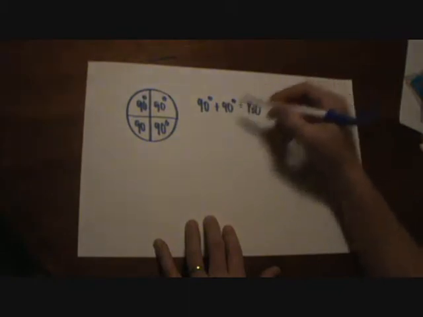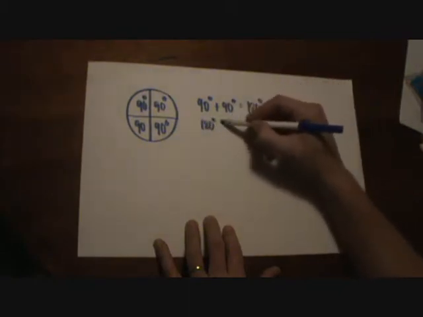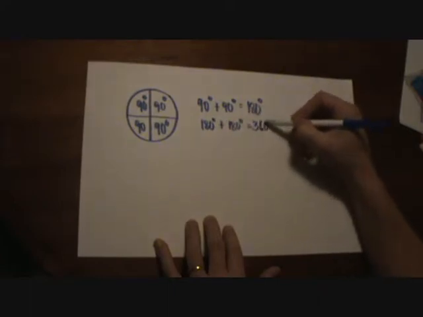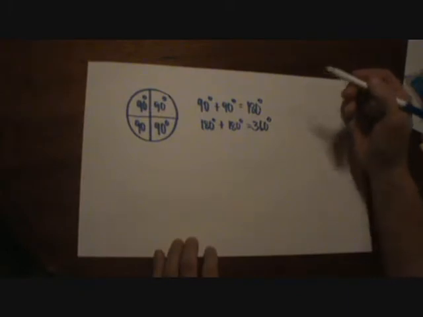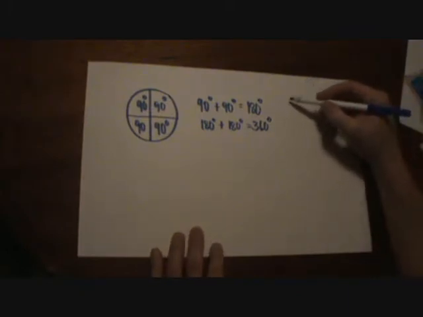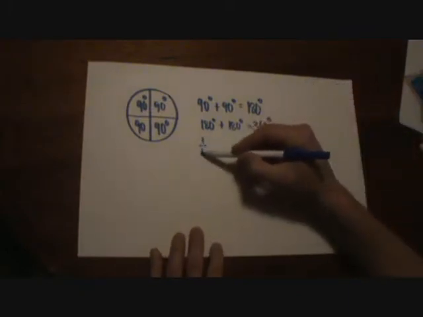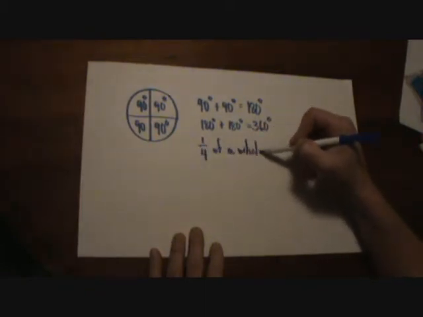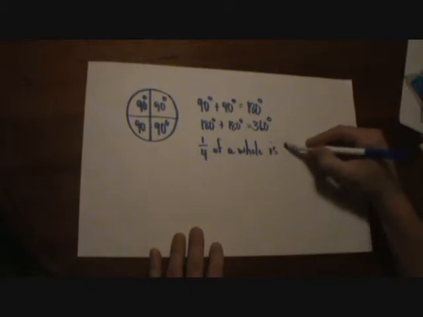Kids really need to know that a half cut into 2 pieces is a quarter. And each one of those quarters is worth 90 degrees. If we take the 4 90s and add them together, we end up with 360 again. So a quarter of a whole is worth 90 degrees.